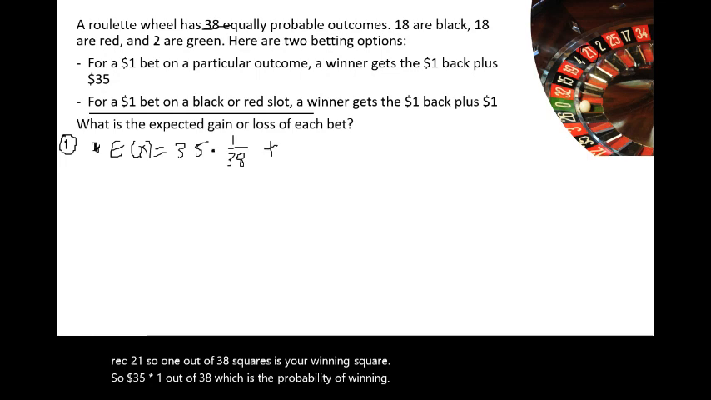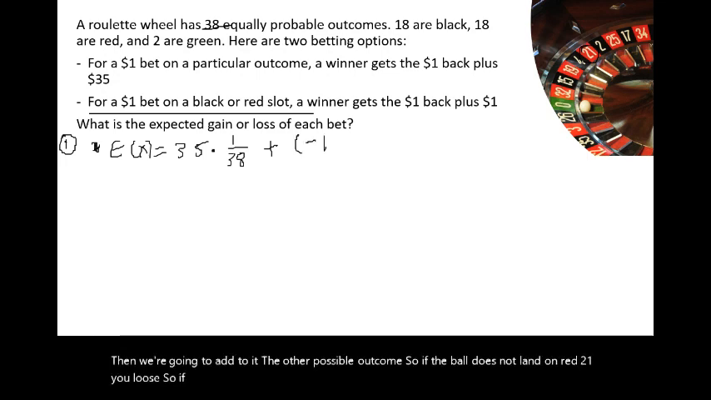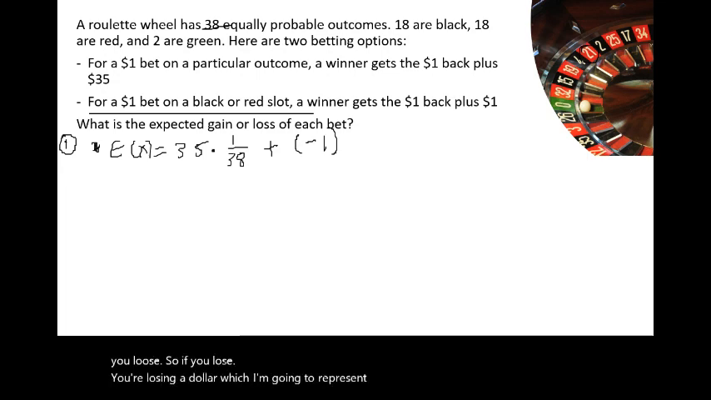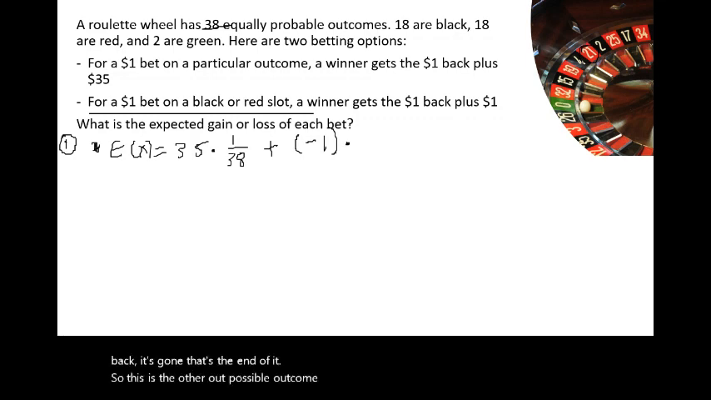Then we're going to add to it the other possible outcome. So if the ball does not land on red 21, you lose. So if you lose, you're losing $1, which I'm going to represent as -1. You don't get your dollar back. It's gone. That's the end of it. So this is the other possible outcome of your random variable. Then we're going to multiply it by the probability of losing.